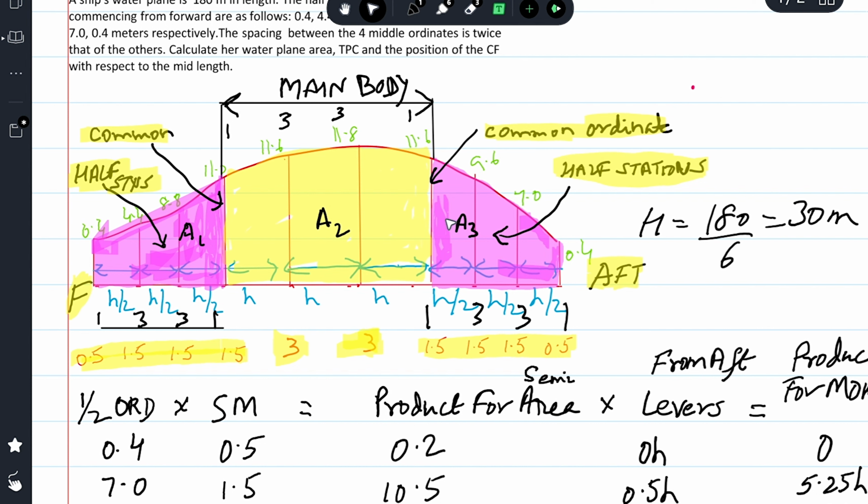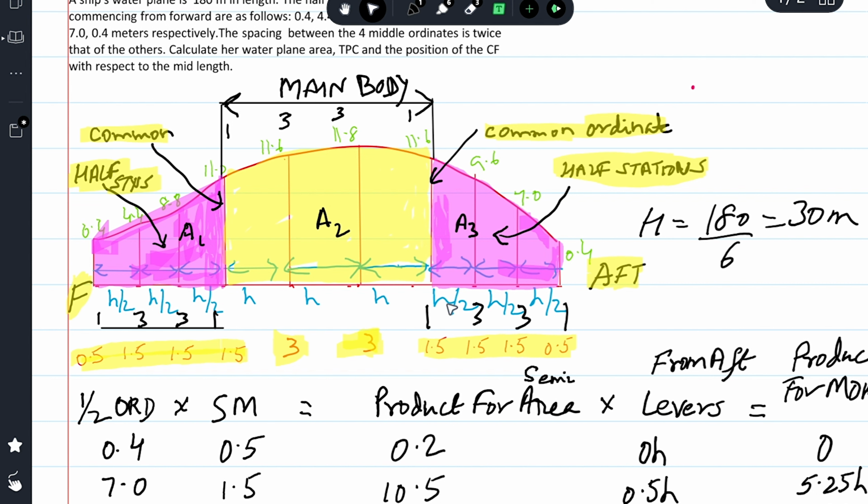So the ordinate which is 11.6 from aft is dividing the main body from the half body. Where the interval is half and where the interval is full, it is a common ordinate between the two parts, between area A2 and A3. So the common ordinate multiplier will always be 1.5. Okay, this is very important: this is the common ordinate and the multiplier will always be 1.5.